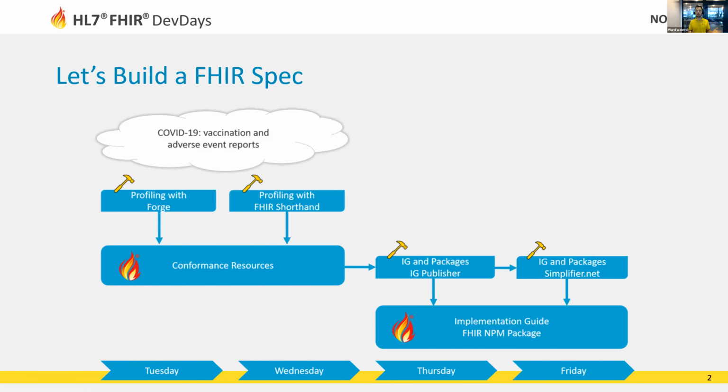We're focusing here really in this Let's Build a FHIR Spec track on the profilers, the profile authors. So we're really defining the data model, the API model with Forge or with FHIR Shorthand. And once we're ready with our profiles, we can publish them to Simplifier, work together with our colleagues on that, and we can collaborate here, and we can do that cycle until we're happy.